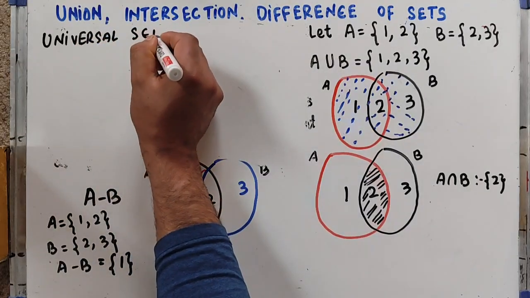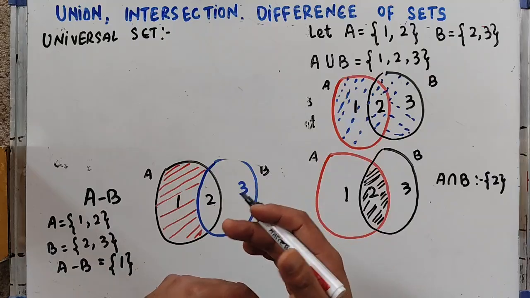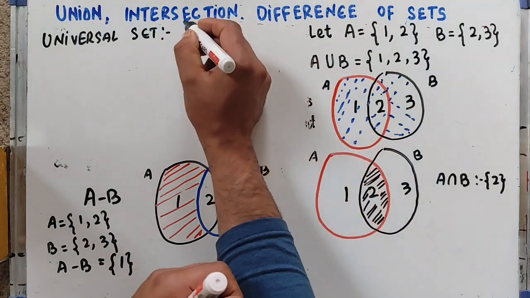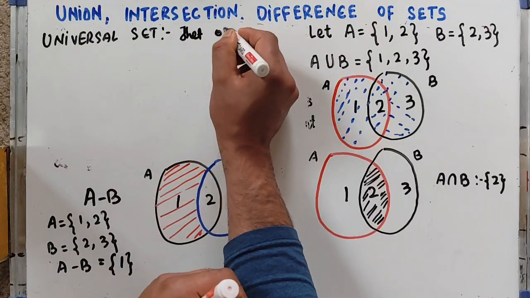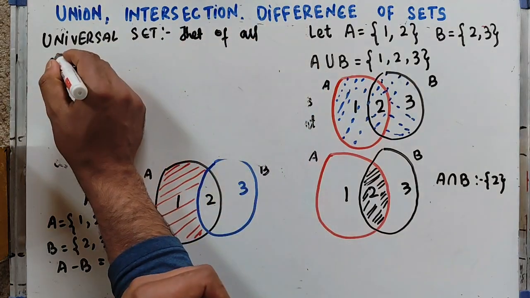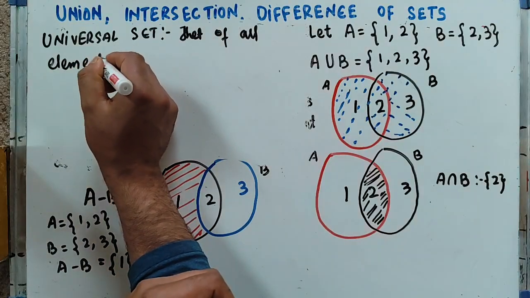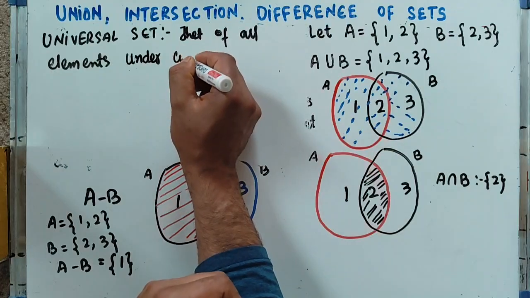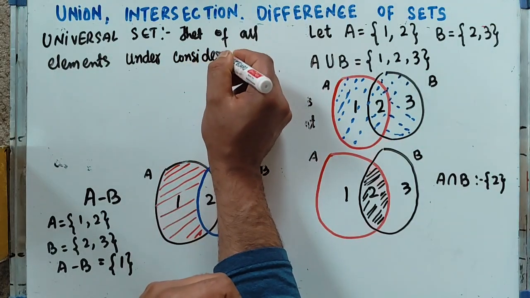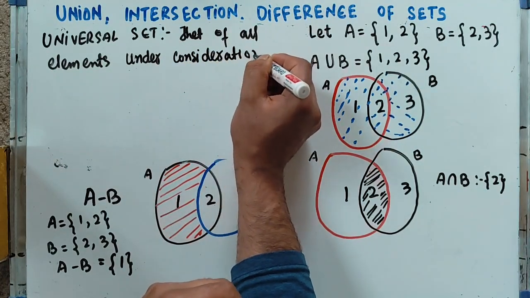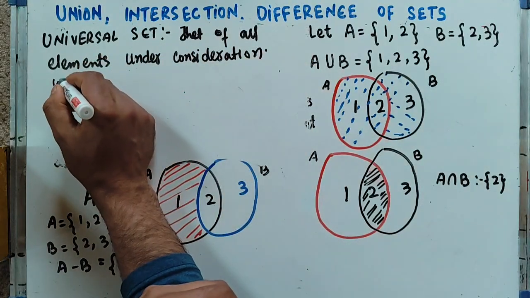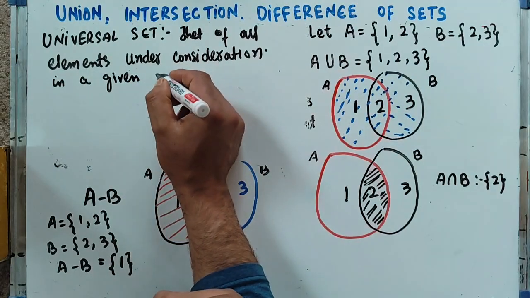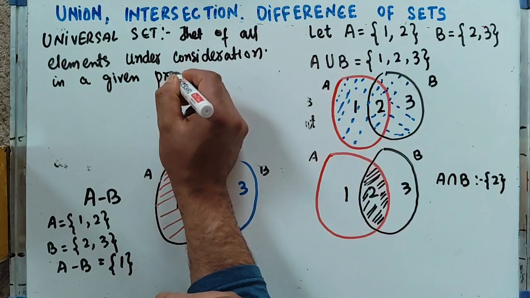Universal set. Now the universal set is the set of all elements under consideration in a given problem. So the set of all elements under consideration in a given problem.